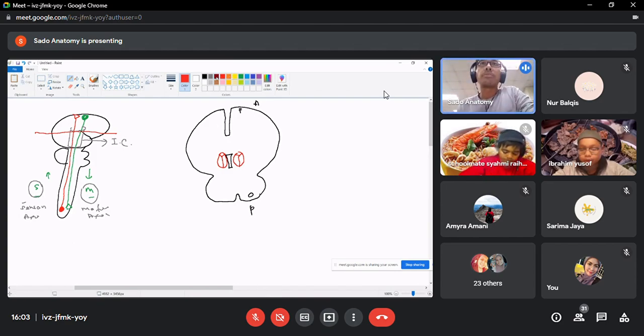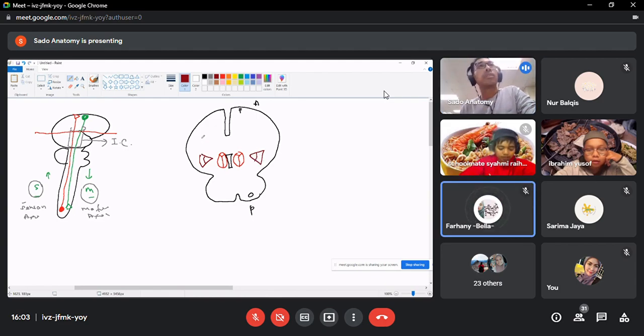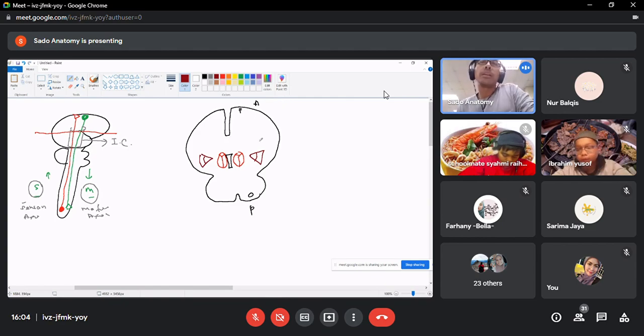Lateral to your thalamus, you have a mass of gray matter in a shape almost similar to a lens. This is the lentiform nuclei. Very good. Laterally, you have the putamen, and medially, you have the globus pallidus, globus pallidus internus and also externus.